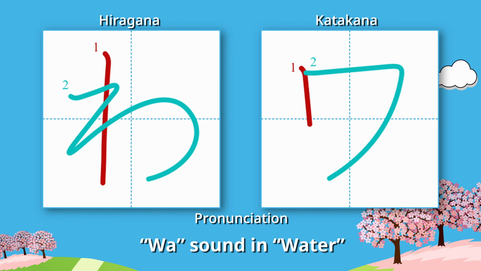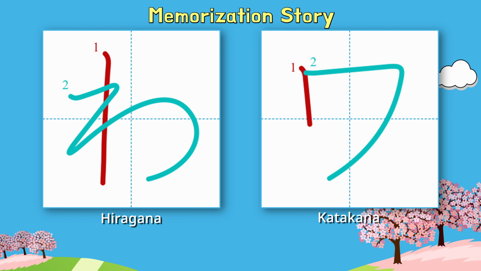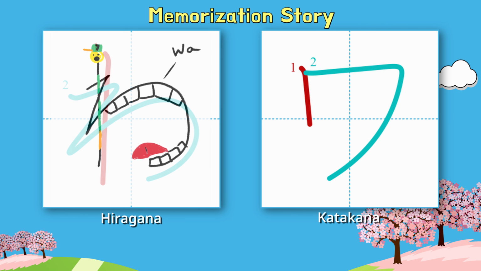These characters represent the wa sound in water. By the way, this character is never used for the wa particle that I mentioned earlier though, for some reason. The right side of the hiragana for wa is the shape that our 7-Eleven employee's mouth takes when reading the hiragana wa. The left side is, of course, that 7-Eleven employee with his wacky necktie.